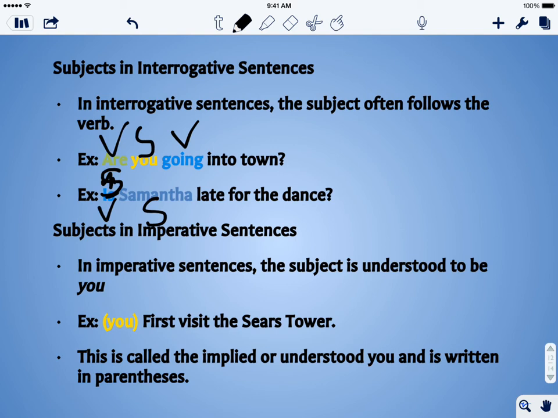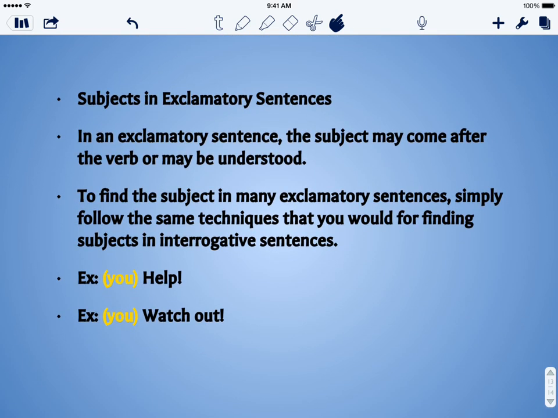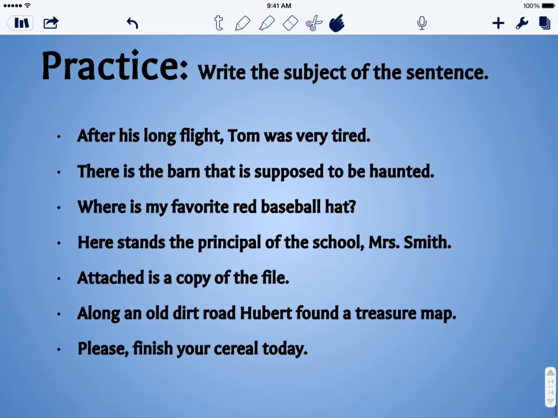In imperative sentences, commands, the subject is understood to be you, and that's written in parentheses, and that's called the implied you or the understood you. And that's the same in exclamatory sentences. The subject may just be understood. It may be before the verb. A lot of times it's just a given. Okay.